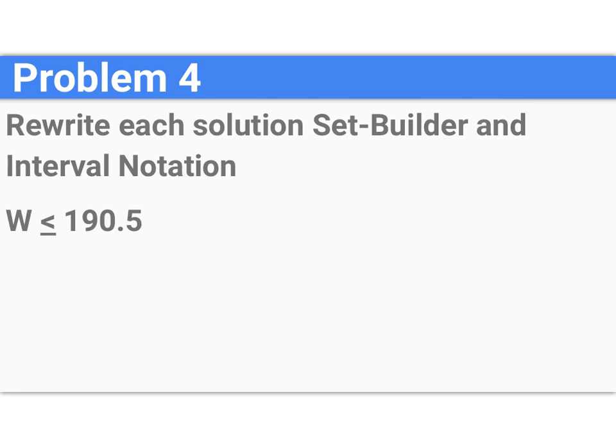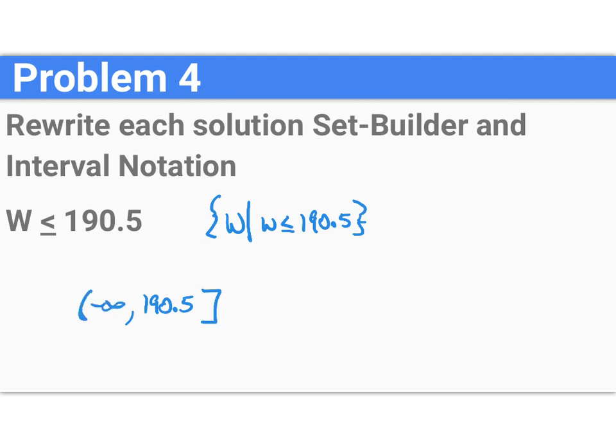Write each solution in set builder and interval notation. Okay. So less than or equal to 190.5. So the set of all numbers W, where that vertical line in set builder notation means where, W is less than or equal to 190.5. And then we close the set out. Okay, so that's set builder. For interval notation, we include 190.5, and then we go down to negative infinity, which is not included. So one parenthesis, one bracket.